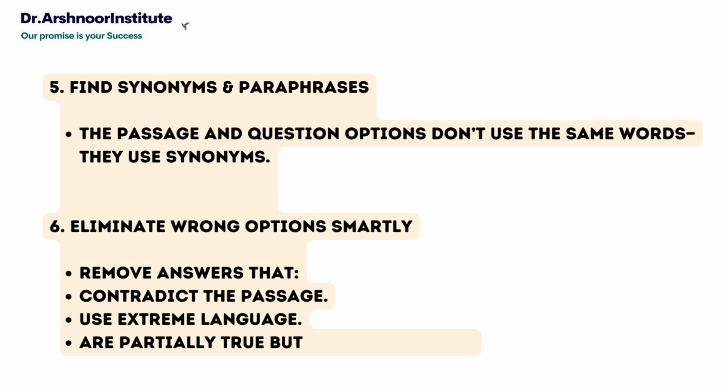Sixth tip, eliminate wrong options smartly. That means remove answers that contradict the passage, use extreme language, or are partially true but miss key details. By eliminating, you will be free from the distractors and you can focus on the right answer.